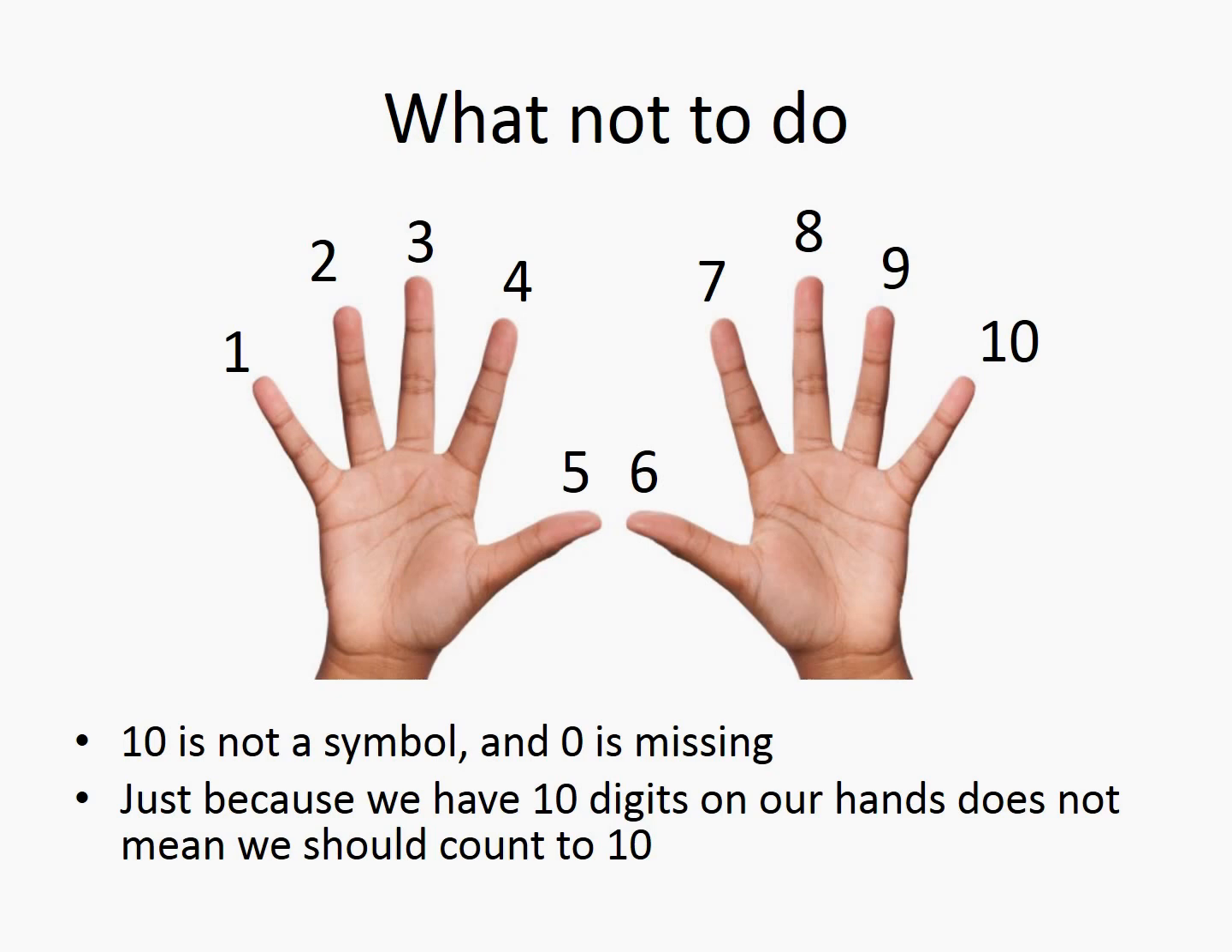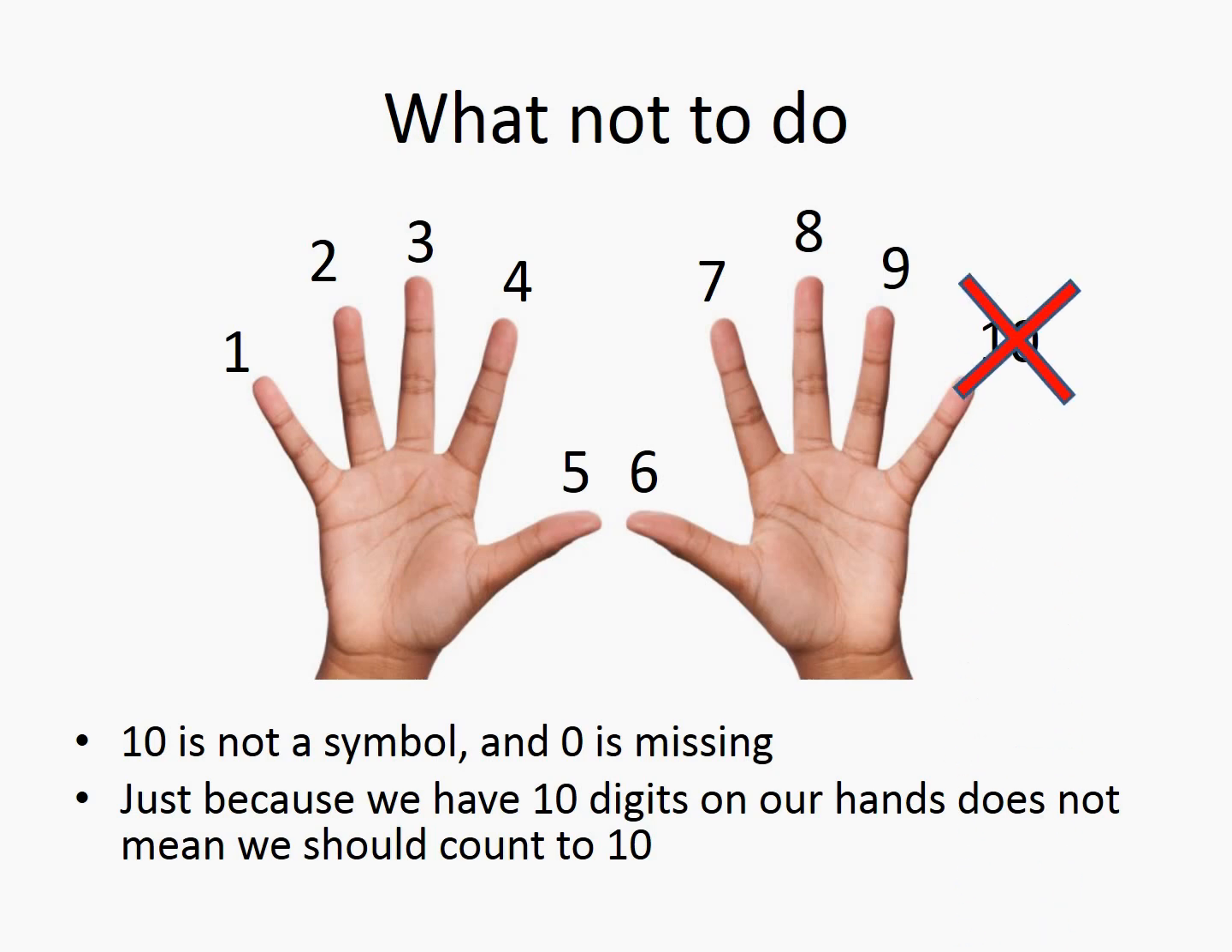When you think about it, we should start counting on 0. If we're going to do this properly, we should close our fists and go 0, 1, 2, 3, 4, 5, 6, 7, 8, 9, and then stop. Because 10 is actually two symbols put together. It's a 1 and a 0.